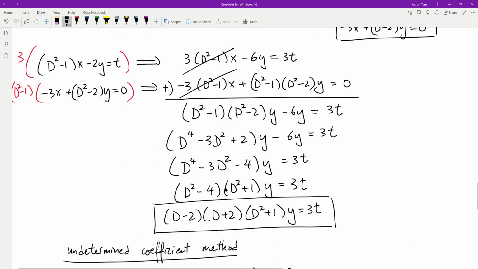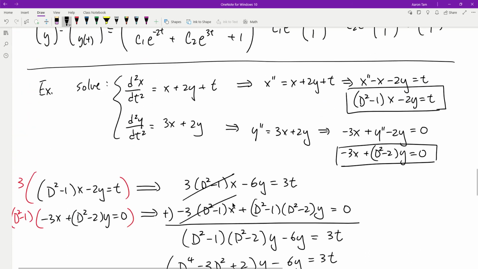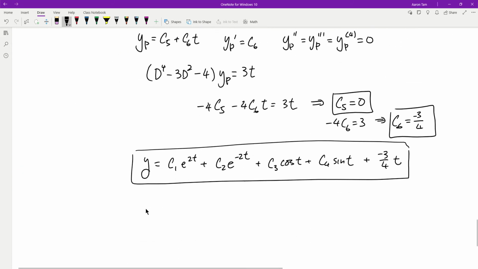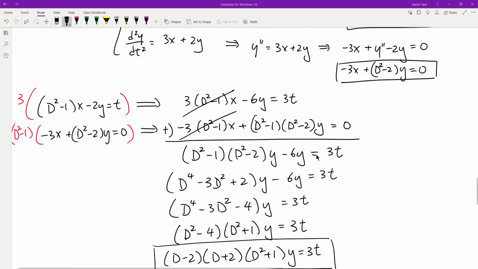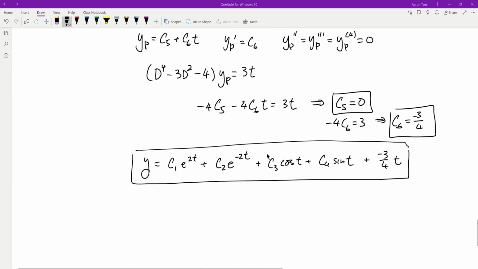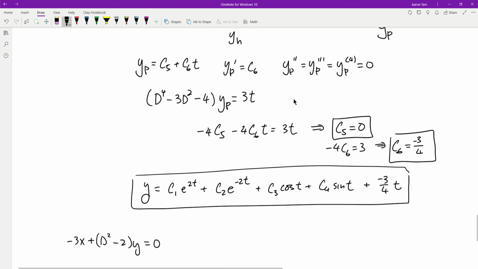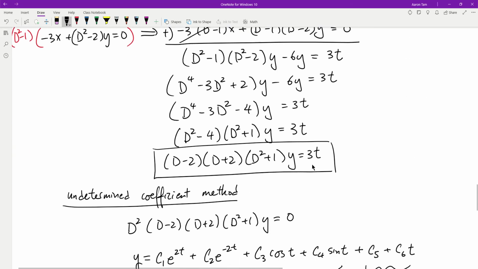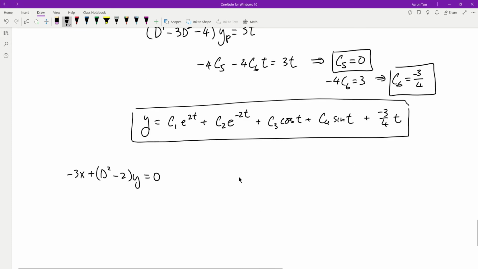So once again, when you try to find x, you try to pick an equation that does not require you to do a differential equation again, and that would be the second one, which is also nice because it's homogeneous. So here's the equation. Negative 3x plus d squared minus 2 of y is equal to 0. Let me double check. Yep, that's it. So now that we know y, we can try to figure this out.